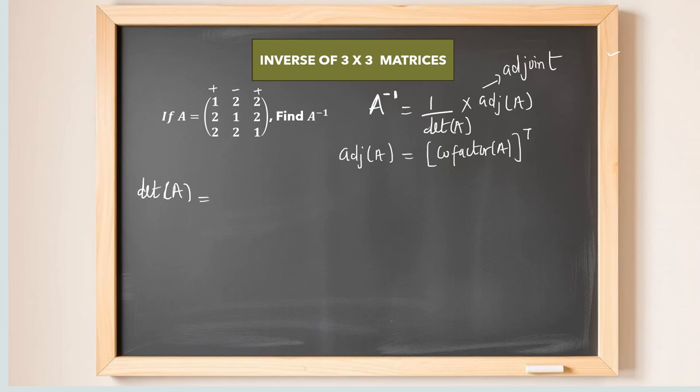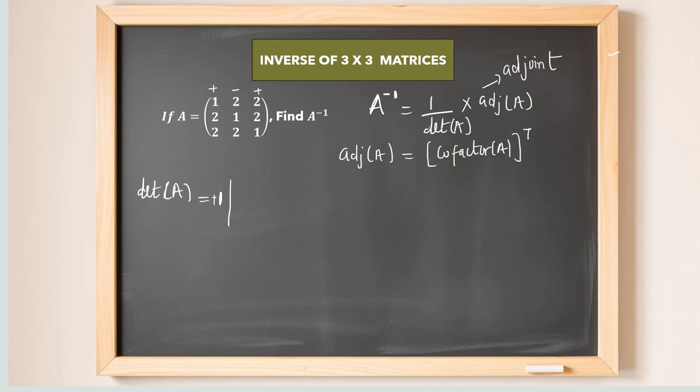Now, to calculate the determinant of A, you pick the first element from this matrix, which is 1. Multiplying this by what? Don't forget the sign is positive. Multiplying it by a matrix. What kind of matrix is it? It is a 2 by 2 matrix. And how do you determine the matrix? Now, this is the method.